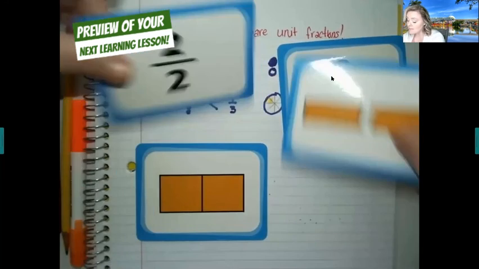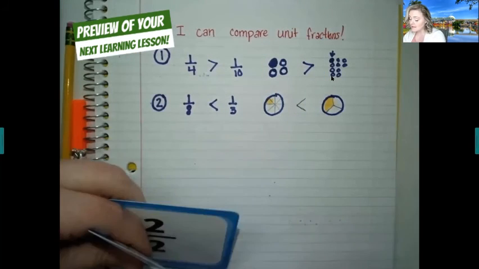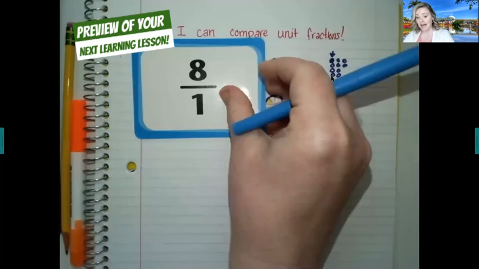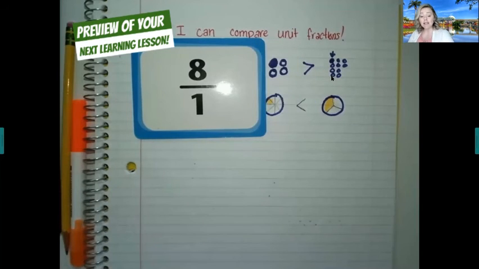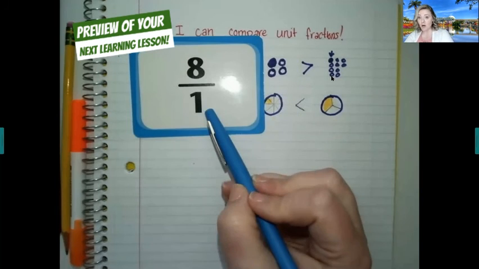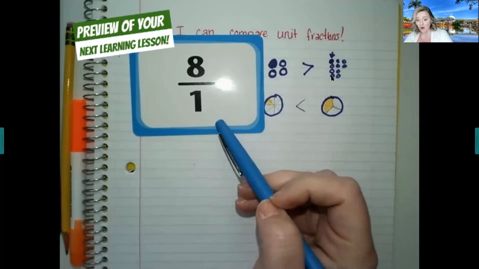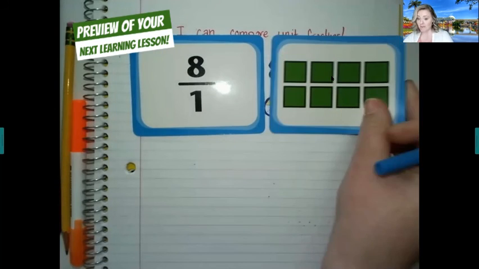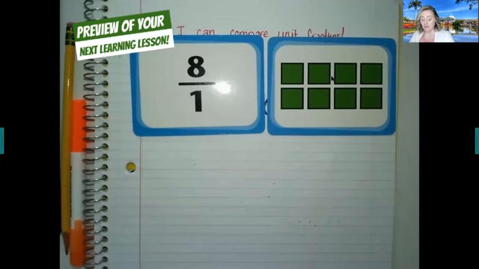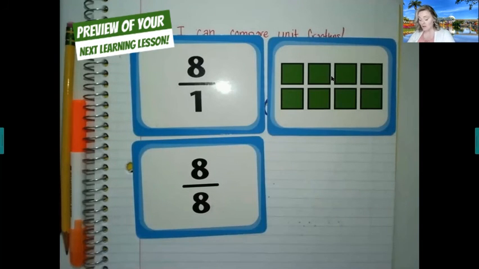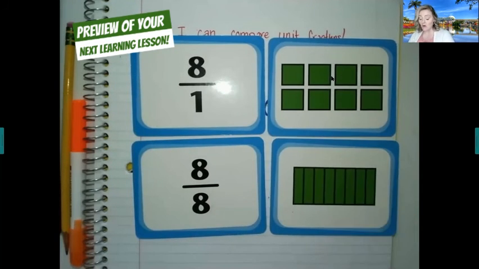Let's look at another example of this. It would be 8 out of 1. You have 8 parts, but there's 1 part in each whole. So you have 8 out of 1, which is equal to 8 wholes. And here's the picture that matches that. Okay, that is much different than this fraction, which is 8 out of 8, which is equal to 1 whole. It just means you have all the slices.